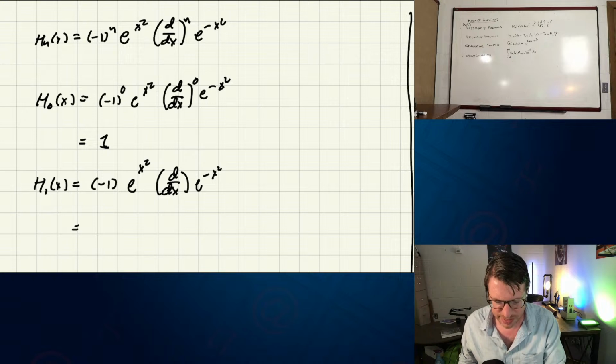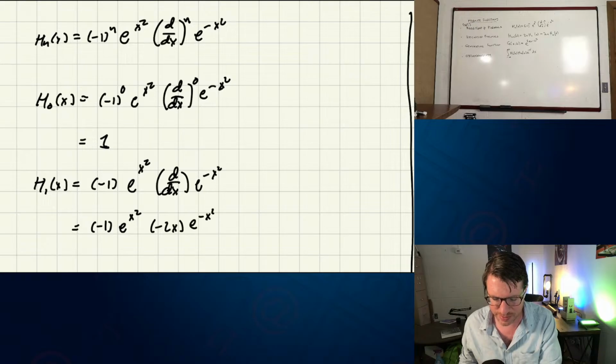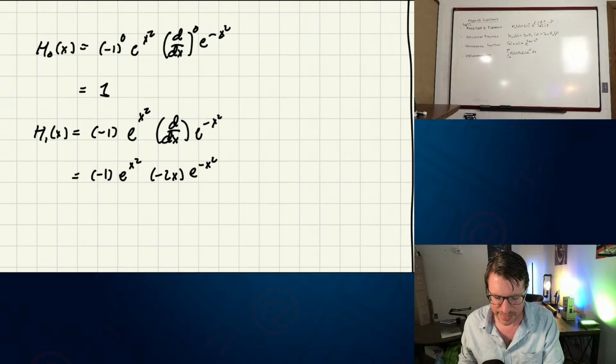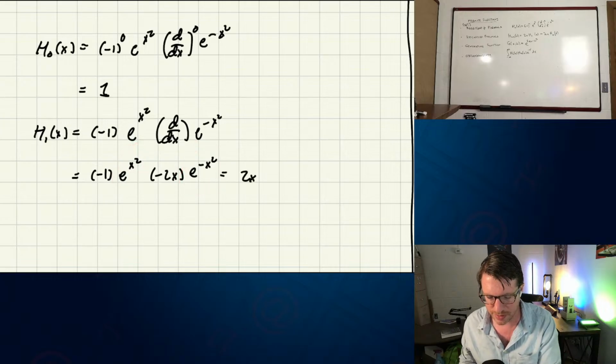The first derivative of this is really just going to pop out a -2x out of the Gaussian. So we end up getting that. And then we have this term here canceling this term here. And so we're left with just 2x.